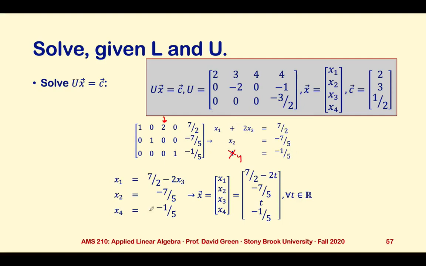We can then rearrange to isolate the pivot variables all on one side and the free variables on the other, and then write this in a parametric form of x1, x2, x3, x4 is 7 halves minus 2t, negative 7 fifths, t, and negative 1 over 5, where t can take on any number.